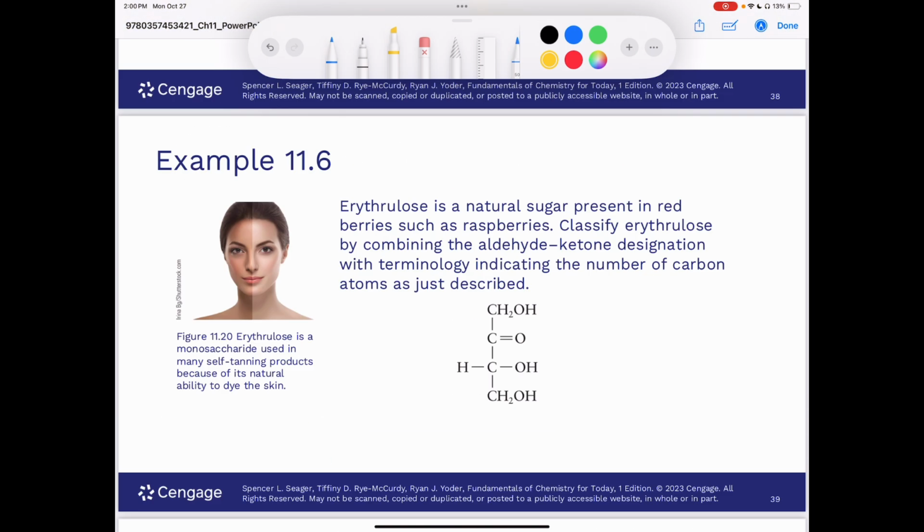So if we look at erythrulose, which is a natural sugar present in red berries like raspberries, we're going to classify erythrulose by combining the aldehyde ketone designation with the terminology indicating the number of carbon atoms as just described. Well, we can see right away that since our carbonyl is flanked by 2 carbons, this is a ketose. And then if we count the total number of carbons, we have 1, 2, 3, 4. So this would be a ketotetrose. So we'll put down here ketotetrose.